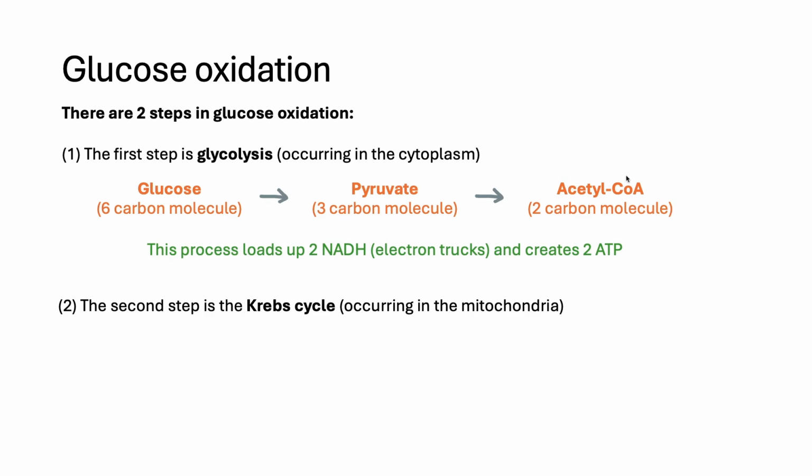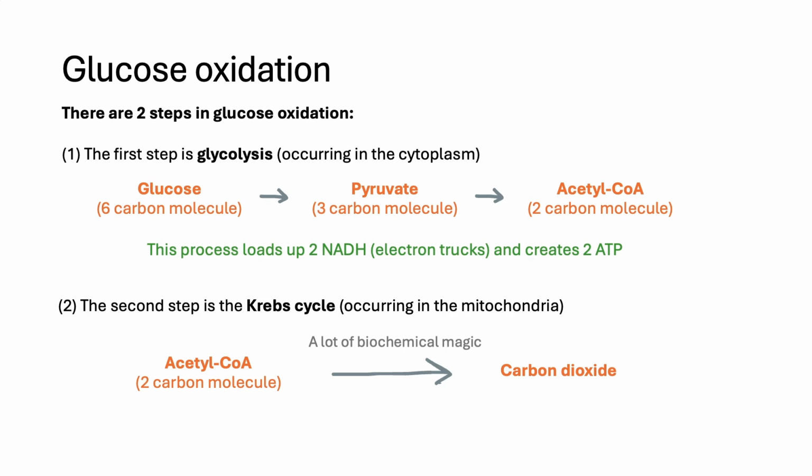Here we're going to take the acetyl CoA that we've made in glycolysis, and we're going to do a whole bunch of biochemical magic called the Krebs cycle. Don't worry about it for now. And that's going to transform it into carbon dioxide. So we're going to liberate the final bond between those 2 carbon molecules. And this whole process loads up 3 NADH, so 3 blue electron trucks, 1 FADH2, so 1 purple electron truck, and it's also going to create 1 molecule of ATP. So that's glucose oxidation. Step 1, glycolysis.